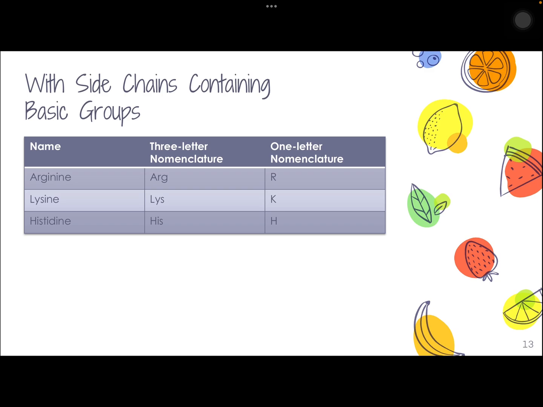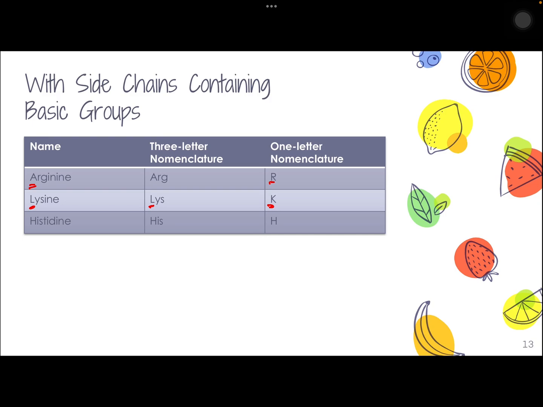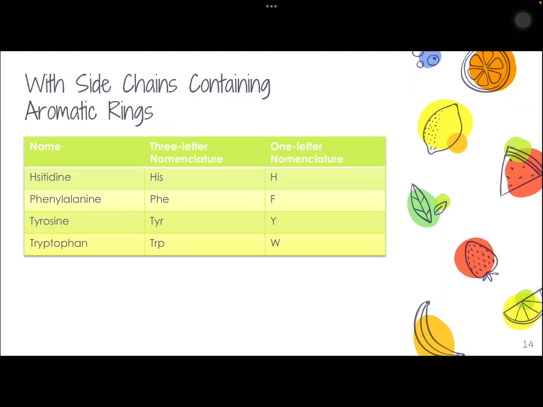Next, arginine, R. Lysine, LYS. What's after L? HIJK. What's before L? That's K. So that's why it's letter K. Histidine, HIS, and H. Histidine is basic, and at the same time, it contains an aromatic ring. Phenylalanine, you just have to sound it out, it's F. Tyrosine, that's Y. Tyrosine was present a while ago among those with OH hydroxyl groups.